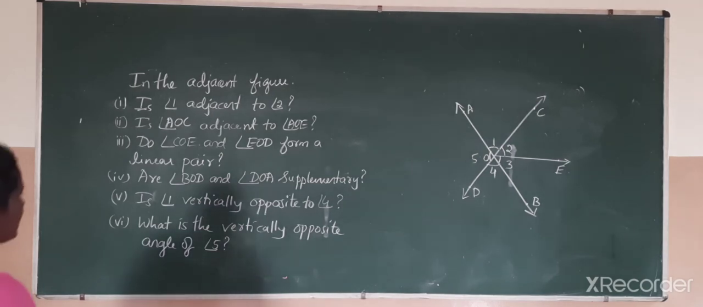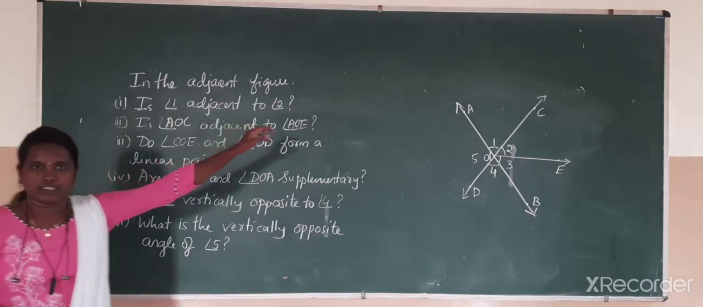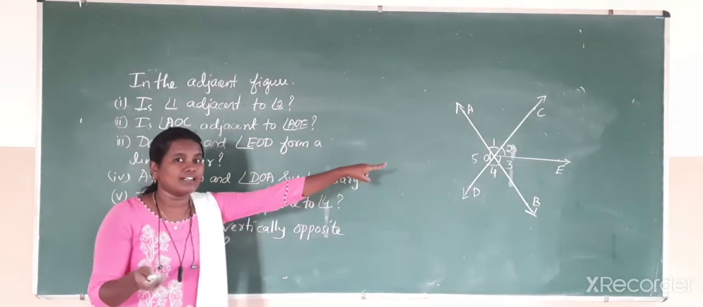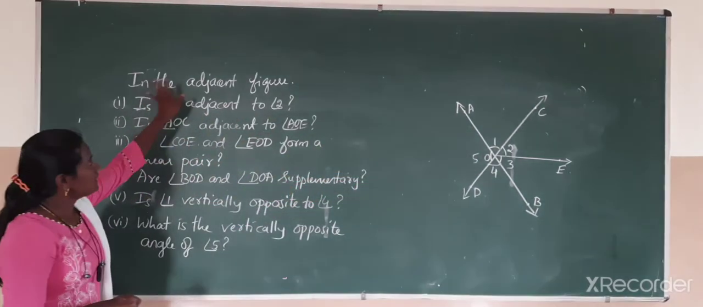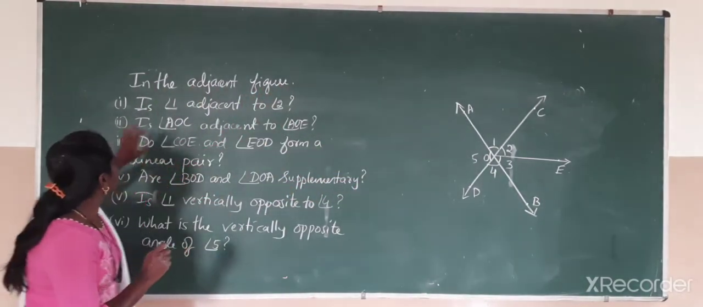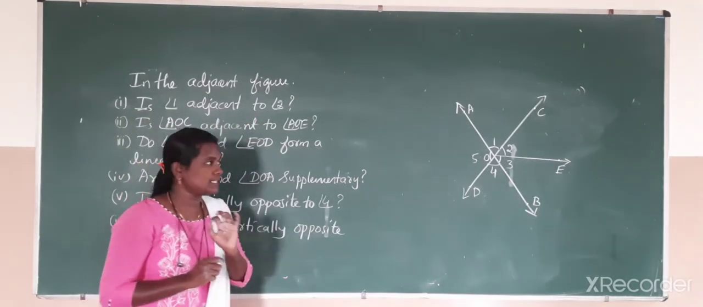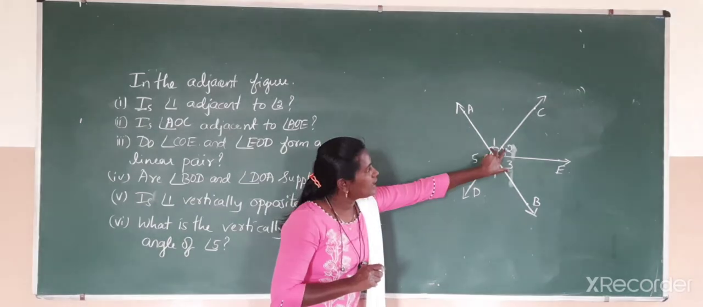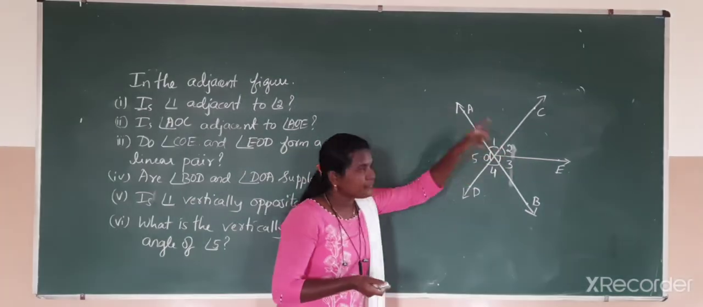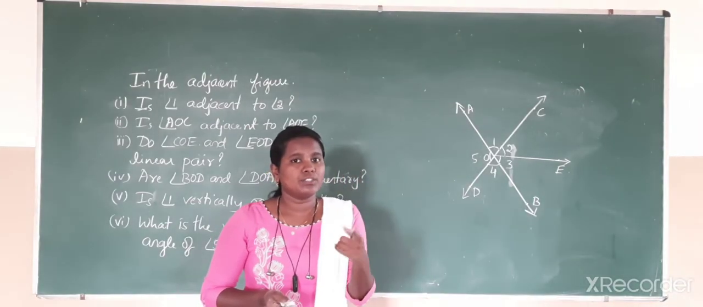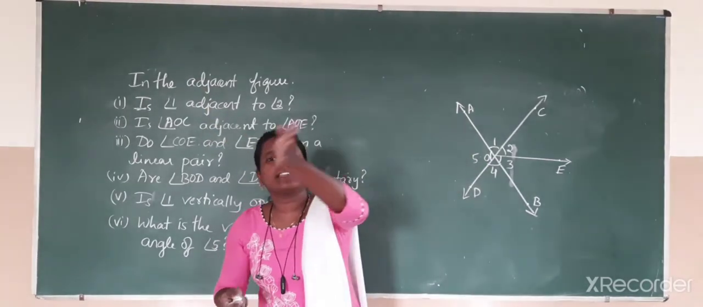Now let us take one more problem from your exercise. In the adjacent figure, the figure is as follows. In the adjacent figure means what? That figure, not the adjacent angles. In the adjacent figure, is angle 1 adjacent to angle 2? Are these two angles adjacent? If they are adjacent, what should they have? They should have a common vertex and a common arm that separates the given angle.